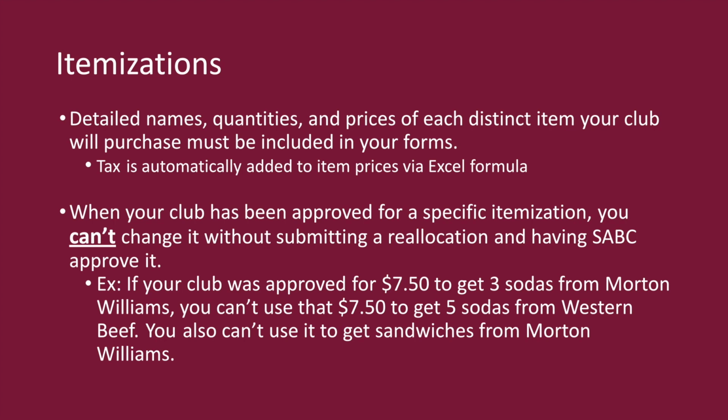Taxes are automatically added to item prices via the Excel formula. When your club has been approved for a specific itemization, you cannot change it without submitting a reallocation and having SABC approve it. For example, if your club was approved for $7.50 to get 3 sodas from Morton Williams, you cannot use that $7.50 to get 5 sodas from Western Beef. You also can't use it to get sandwiches from Morton Williams.